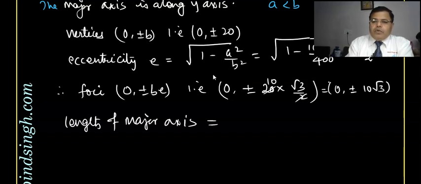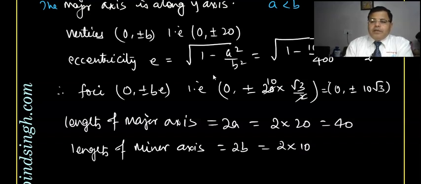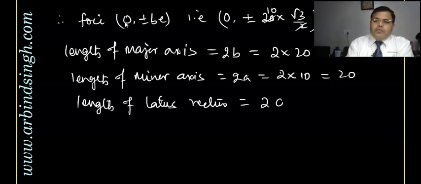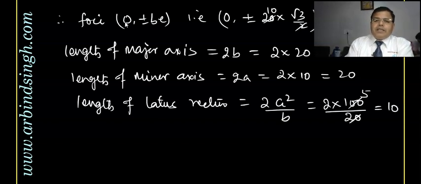And now length of major axis is 2b, that is 2 into 20 is 40. Length of minor axis is 2a, that is 2 into 10 is 20. And length of latus rectum is 2a square upon b, because a is less than b. So that is 2 into 100 upon 20. This cancels 5 times, 5 to get 10. So that is length of latus rectum.